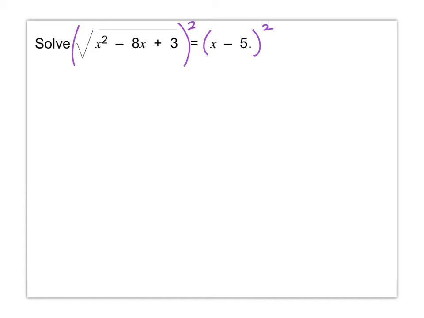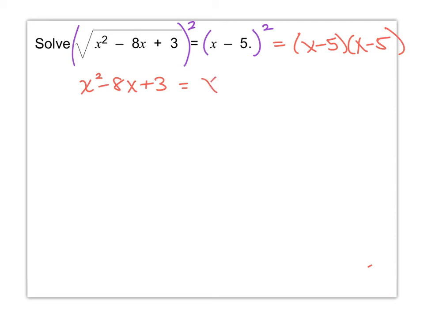The square root sign and the squared power are inverses, so they'll cancel out. And on the left side, we get x squared minus 8x plus 3. On the right side, we have x minus 5, the entire quantity squared. So think of this as x minus 5 times the quantity x minus 5, and use the FOIL process.